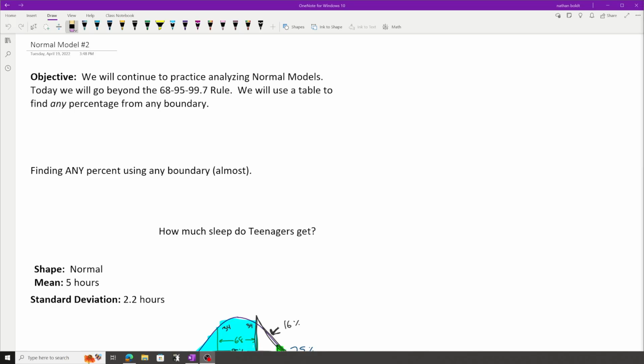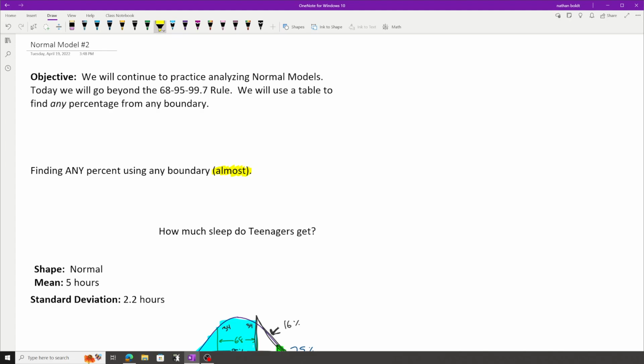Hello everyone! In this video, we are going to start taking a look at normal models, but without the empirical rule, without the 68, 95, 99.7 rule. Because with that rule, I could only ask you certain percentages using certain boundaries. What if I wanted more? So today we're going to use a table to find any percentage from any boundary. Well, almost, at least. Almost.